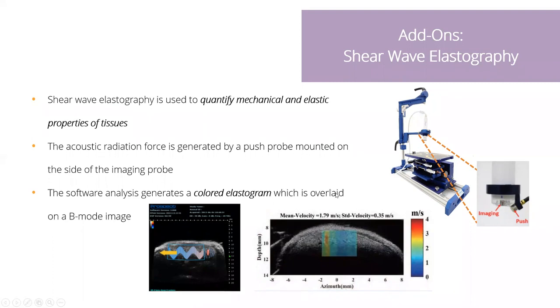The system is able to acquire all of this data and create an elastogram that's overlaid on top of the B-mode image. Analysis can be done by drawing various regions of interest across the anatomical structure, providing you with a numerical quantification of the velocity of that push wave going across the tissue.